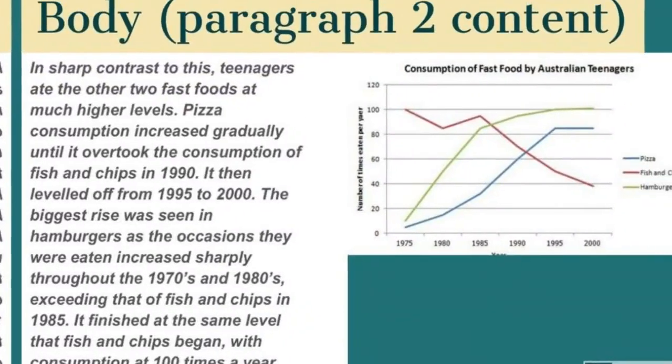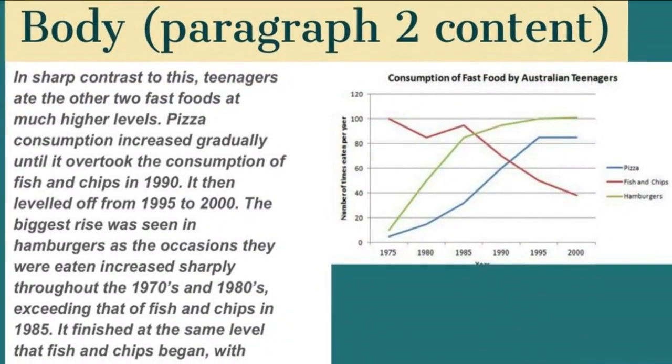So paragraph 2 content will be: in sharp contrast to this, teenagers ate the other two fast foods at much higher levels. Pizza consumption increased gradually until it overtook the consumption of fish and chips in 1990. We can see this side by side in the line graph. It then leveled off, and you can see it leveled off from 1995 to 2000.